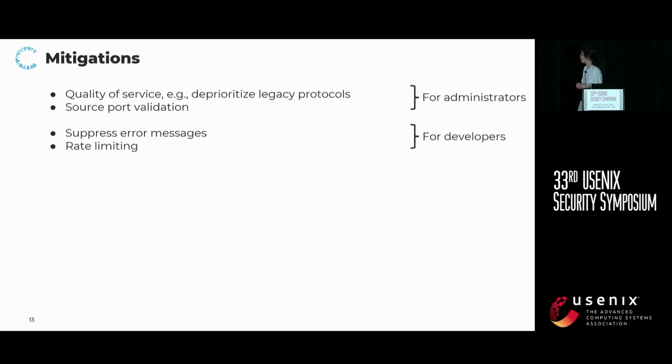For developers, it might be a good idea to suppress some error messages. For example, if the incoming packet is not parsable or you cannot determine any semantic meaning of that packet, you could just drop it silently without sending any response. Another choice is rate limiting. In our evaluation, we found that a lot of traffic loops are caused by error messages, so it's possible to apply some rate limiting over the error messages.